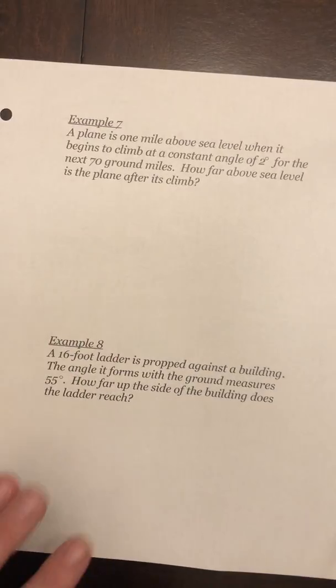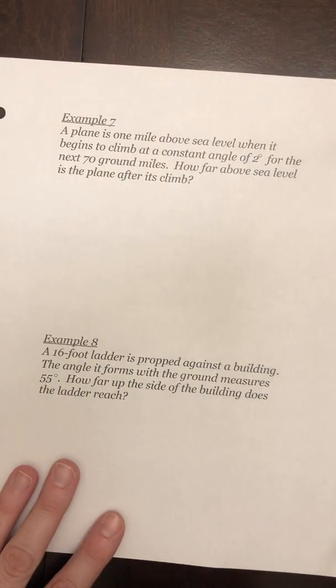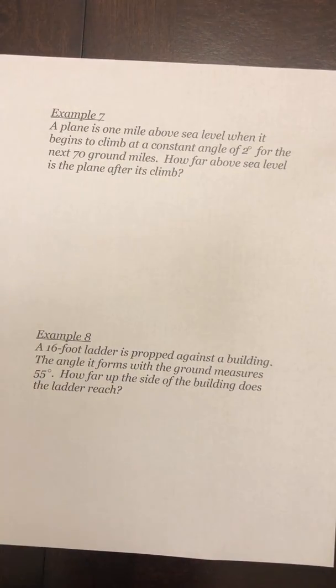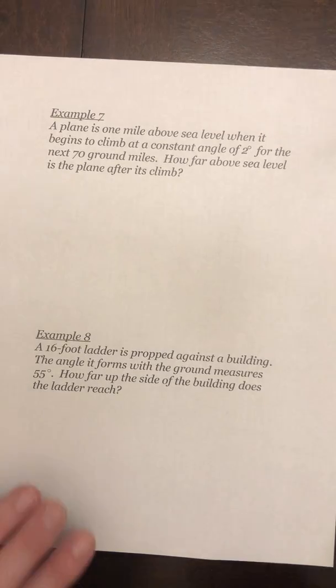All right, so hopefully SOHCAHTOA is seeming pretty easy. We're gonna now apply it to word problems. Don't freak out, word problem just means draw a picture. So let's look at example 7. It says a plane is 1 mile above sea level when it begins to climb at a constant angle of 2 degrees for the next 70 ground miles. How far above sea level is the plane after the climb?